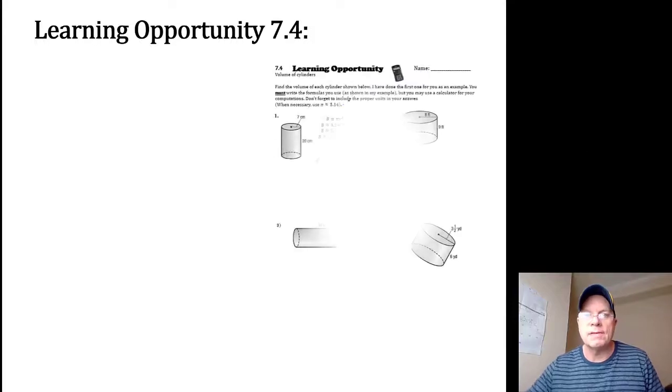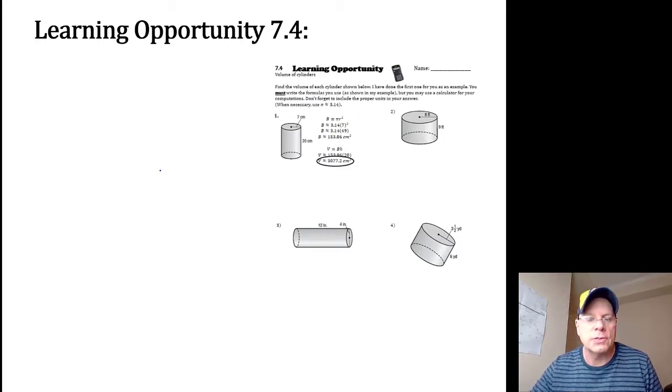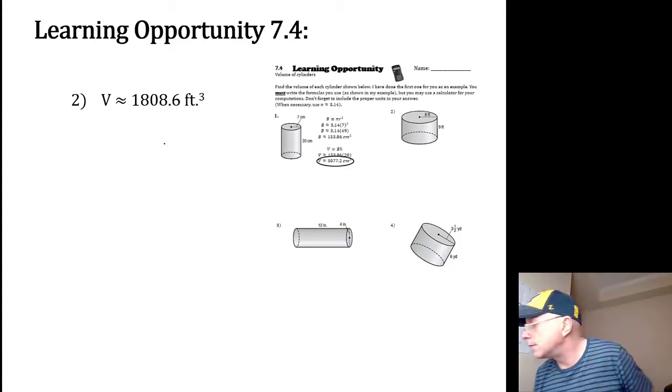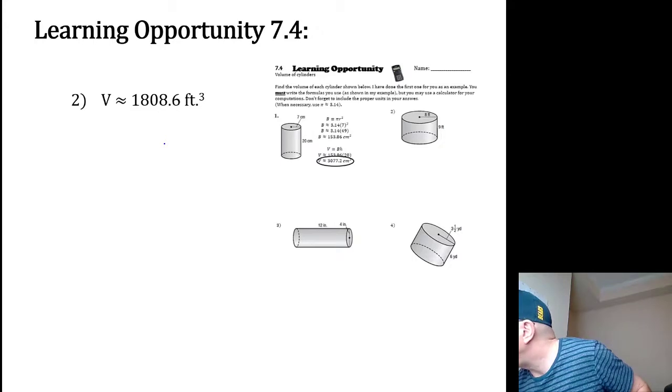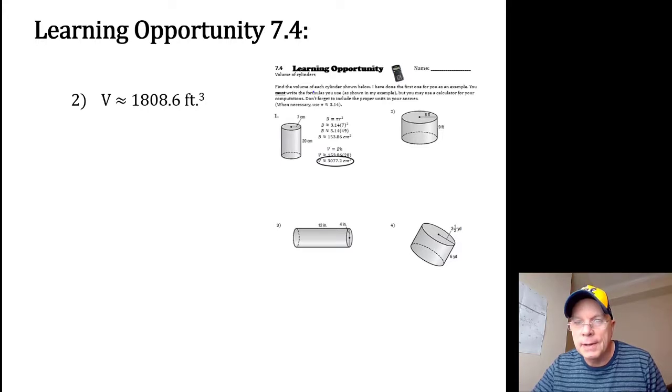Your Learning Opportunity 7.4 that you did last week is due today. It looked like this. It was volume of cylinders. Here are the solutions. The volume for number 2 is approximately 1,808.6, and if you decided to round a little bit differently, that's fine, especially since we're approximating with pi as 3.14. According to the instructions, you should have used 3.14, but it doesn't specify rounding. So if you get anything close to 1,808.6 cubic feet, you're good.